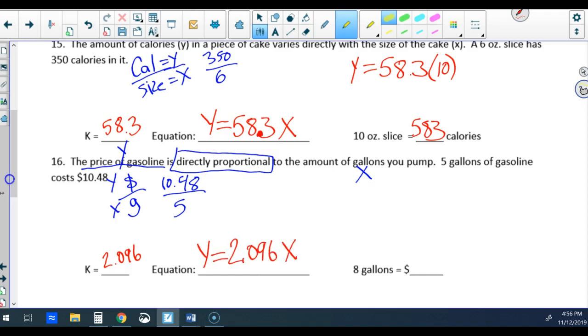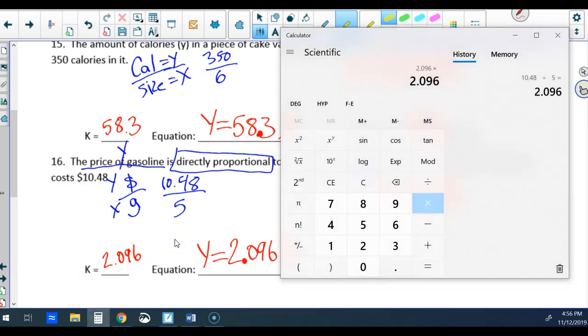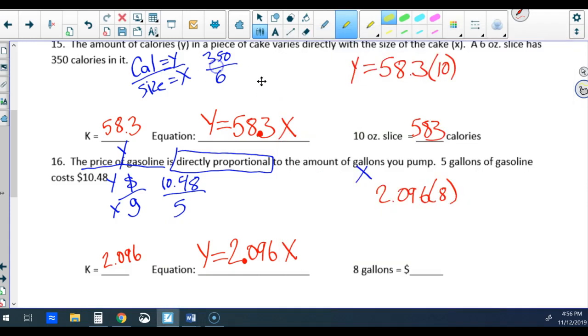y equals 2.096x. And 8 gallons would cost how much? 2.096 times 8 is $16.77. We're rounding up. If your number is slightly off because you rounded, that'd be okay. If you wanted to round your k to 2.10, that would work, just because we're looking at money, so it would make sense there. It'd give you a very slight difference in the price for 8 gallons.